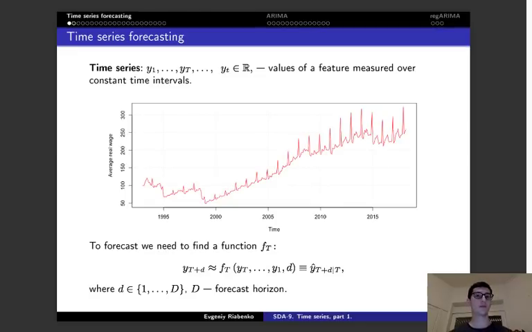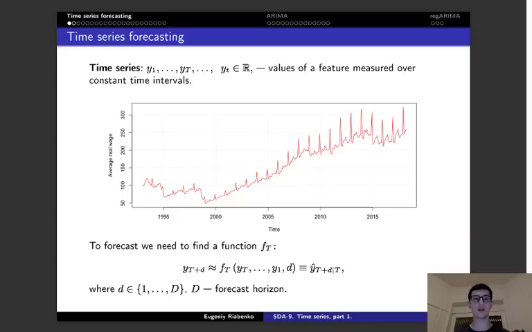Okay, so formally a time series is just a series. It's a sequence of values of some feature measured in constant time intervals. In this graph we can easily depict it: these are monthly average real wages in Russia. The definition is pretty simple and straightforward, but even this simple definition implies that some feature is measured over constant time intervals. So if you've got observations measured in non-constant time intervals, formally it's not a time series.